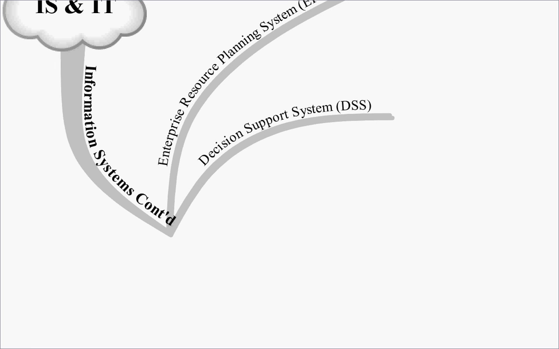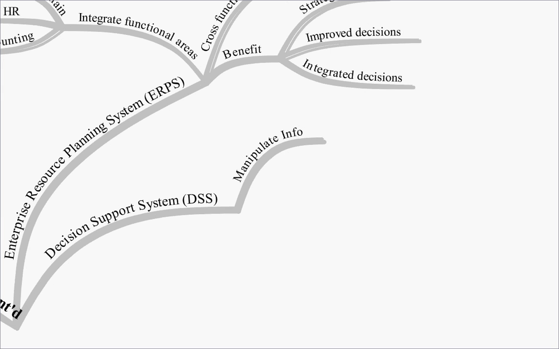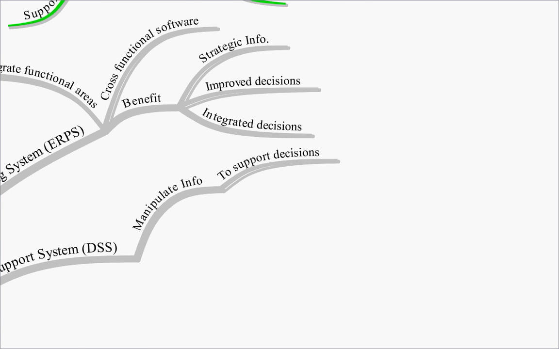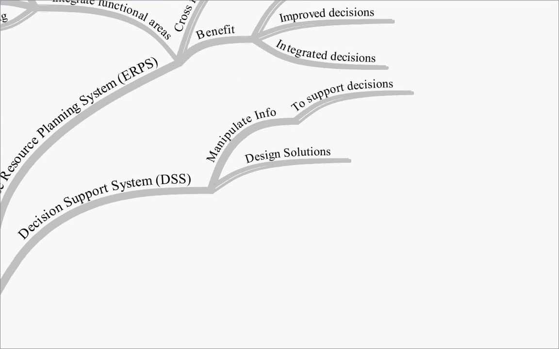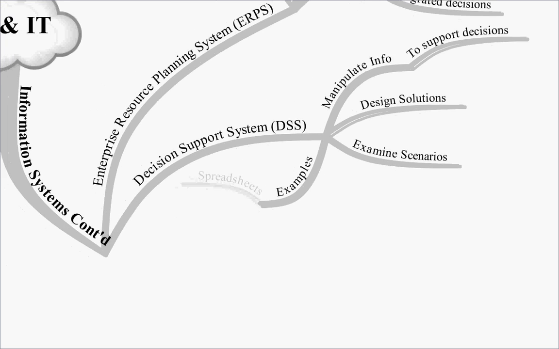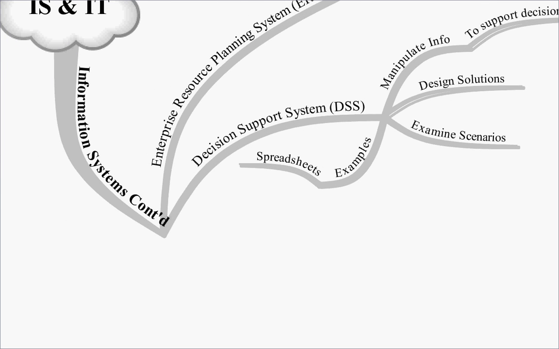Allied to that, you may have a decision support system. The decision support system is able to manipulate the information, and really that therefore supports the decisions. You're able to design solutions and examine scenarios. Really the main example of this is a spreadsheet. Quite advanced spreadsheet programming will enable you to manipulate information, look at what-if analysis, and decide how to proceed.